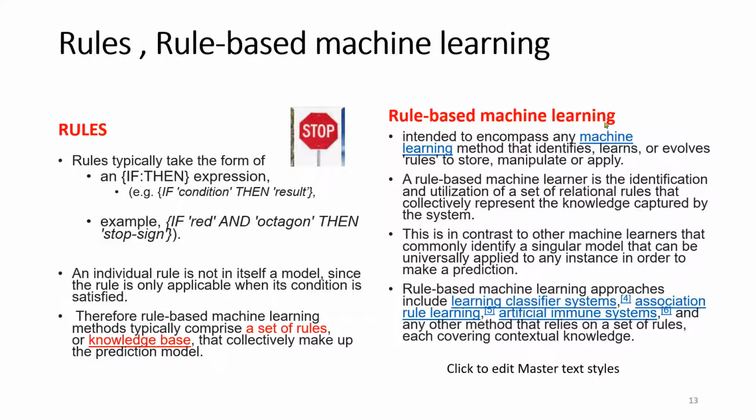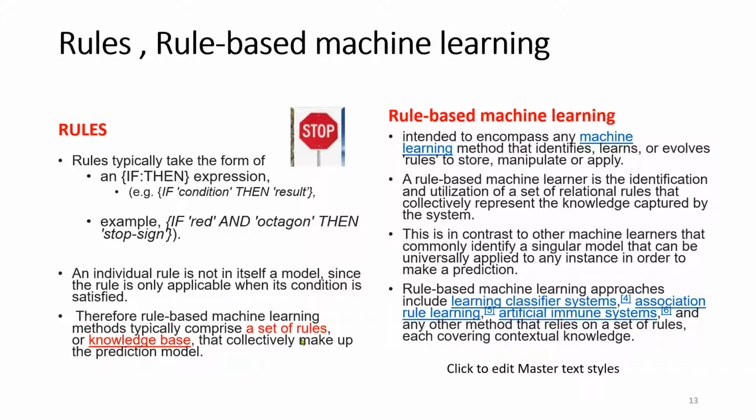So what is rule-based machine learning and what is a rule? The definition of rules in machine learning is that it typically takes an if-then expression. For example, with this red stop sign: if red and octagon, then stop sign. A tree model is similar, but rule models differ in that the individual rule itself is not a model. Rather, any machine learning algorithm typically comprises a set of rules, or knowledge base, that combined make up the prediction model.